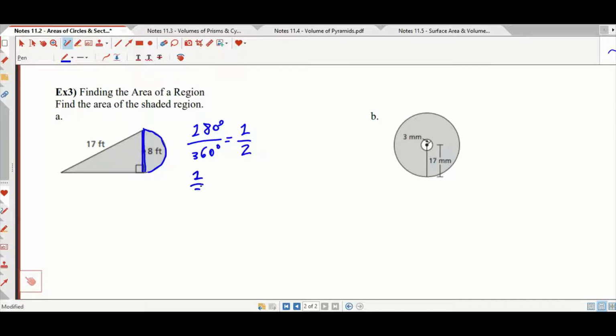So we're going to take 1/2 of the area of the circle if it was a full circle. If this circle were a full circle, like that, the area would be pi times radius, which is 4 squared, which is 16 pi. So we're going to take half of 16 pi, which is 8 pi, which is nice. So that means that's going to be 8 pi feet squared is that part of our figure that's a circle.